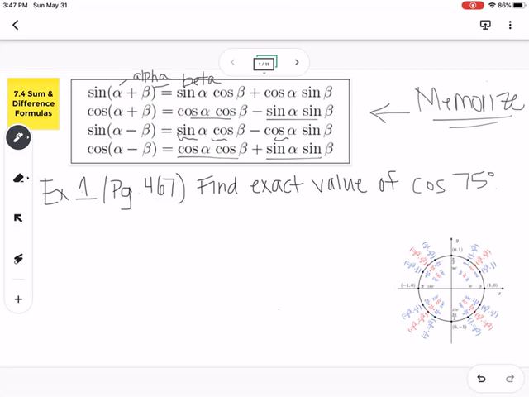Actually, I lied. You don't have to memorize this. Let me get rid of that. It's good to know them though. So I'll get rid of that. Don't worry about that. All right, so find the exact value.